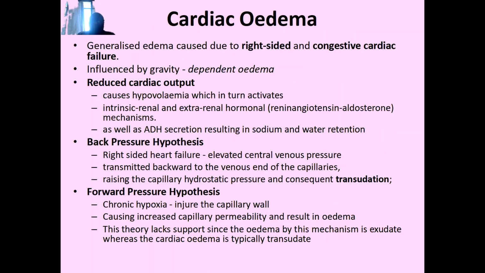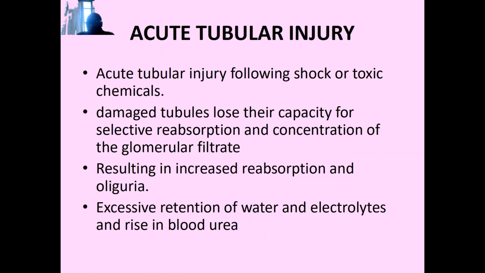Now, the other one is acute tubular injury, like following a shock or toxic chemicals, either endotoxins, heavy metals, all those types of things. So there is damage to the tubular cells. They lose their capacity for selective reabsorption and there is constriction of the glomerular filtration. Now, this results in increased reabsorption and oliguria. Since the patient is reabsorbing a lot of sodium and a lot of water back into the body, this person is going to produce less urine.